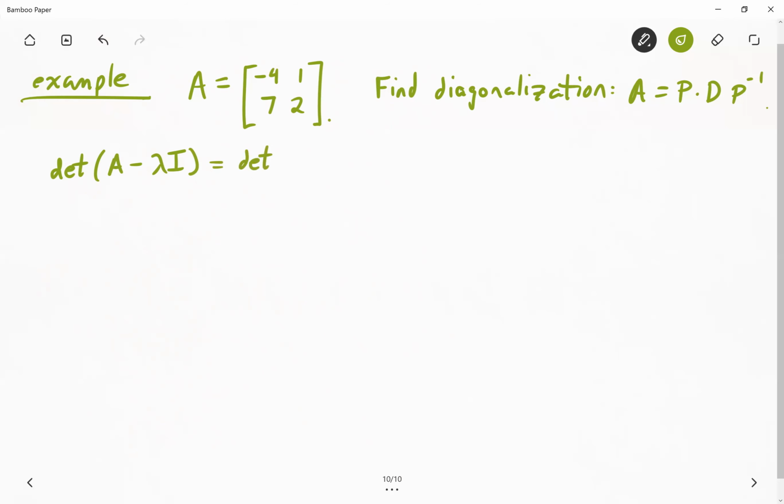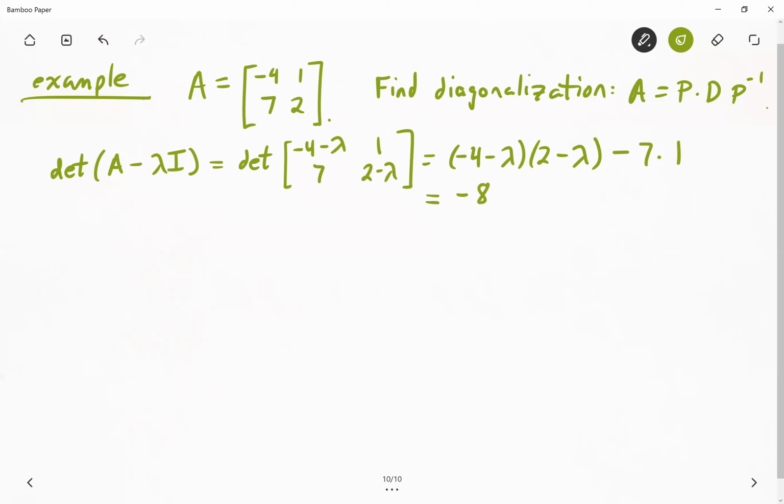And so the determinant of minus 4 minus lambda, 1, 7, 2 minus lambda. That's going to be minus 4 minus lambda times 2 minus lambda minus 7 times 1. We're going to set that equal to 0 at the end. Go ahead and expand this, negative 8 minus 2 lambda plus 4 lambda plus lambda squared minus 7. This works out to be lambda squared. See, these two combine to give us plus 2 lambda. Constants combine to give us minus 15.